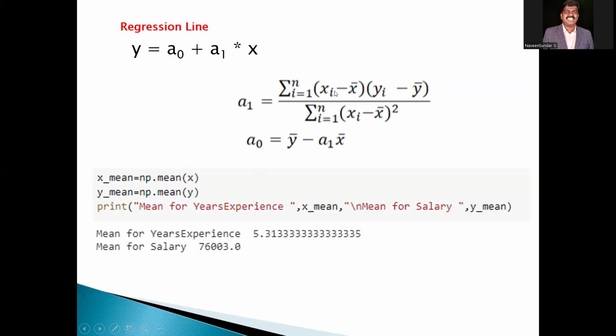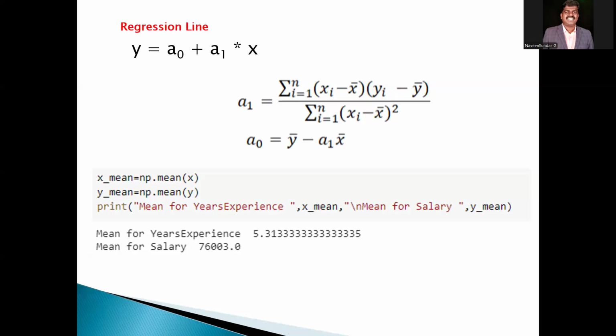After that, each and every x value we have to subtract the mean from, and each and every y value the y mean. And then we are going to find x minus x bar the whole square. So that we are keeping as the denominator.